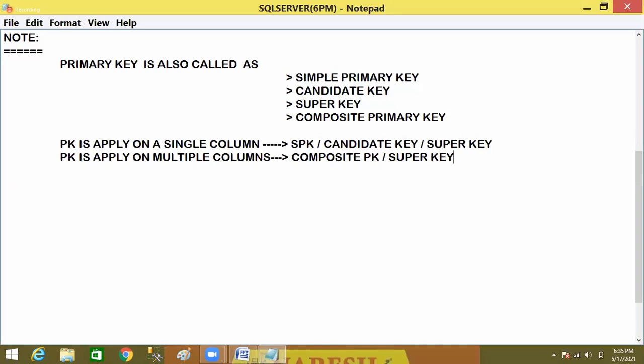Finally, what you understand here is that all of these mean primary key only, but we can call it in different ways. That means a primary key is also called a candidate key, a super key, and a composite primary key. Based on which columns and how many columns you applied the primary key on, it will be decided whether it is super, candidate, simple, or composite. But finally, all have the same meaning: primary key.